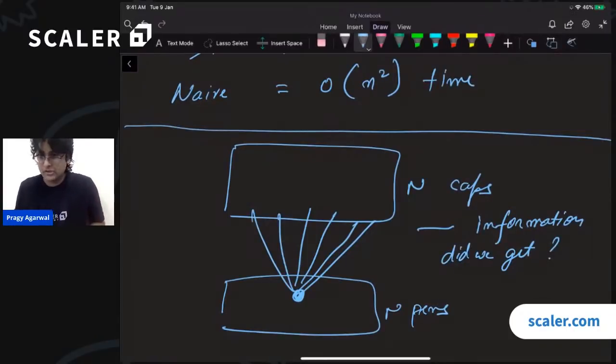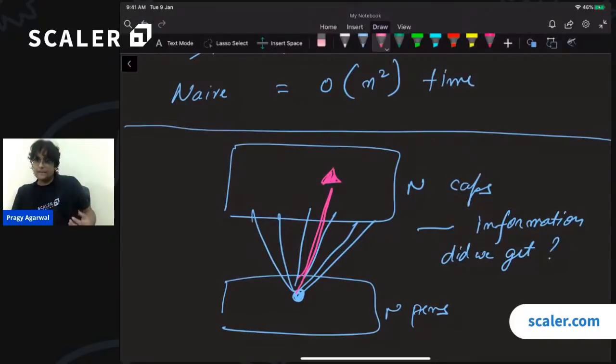So the first piece of information that we got and that we used was which cap this pen matched with, right? There will be exactly one cap with which this pen will match, and we got that information. But is there anything else that we got out of this? Is there any other information that we got out of this? Yes, so Harshit has the right idea over here. Harshit says that when you are trying to fit this pen over a particular cap, you can try to see which caps were smaller and which caps were larger. Yes, we could try to figure out which caps were smaller, which caps were larger.